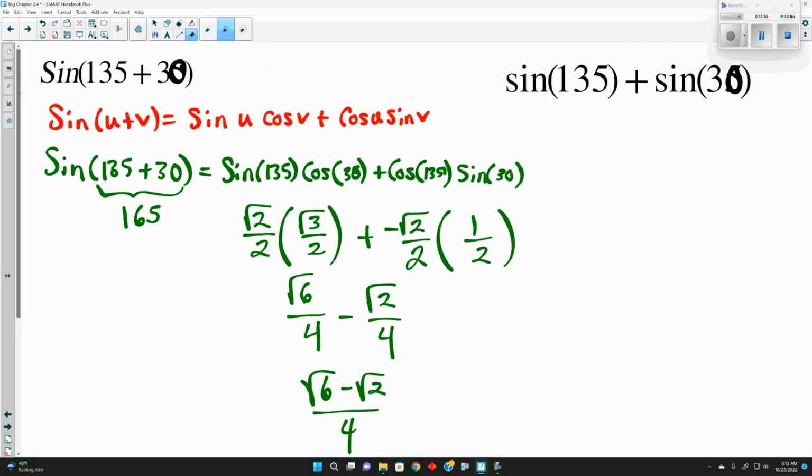Now again, we can look at just adding the two together. Sine of 135 degrees is square root 2 over 2, and sine of 30 degrees is 1/2. So we're really saying we have square root of 2 plus 1 over 2. These are completely different values.